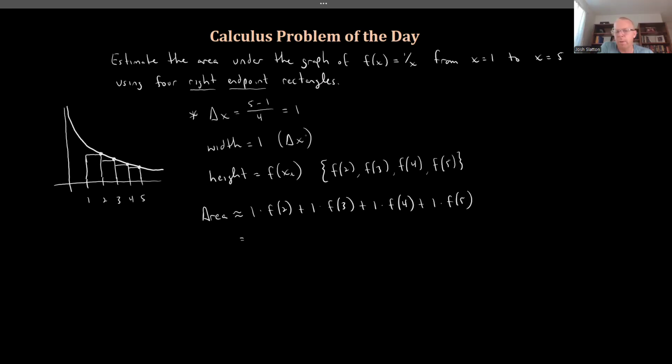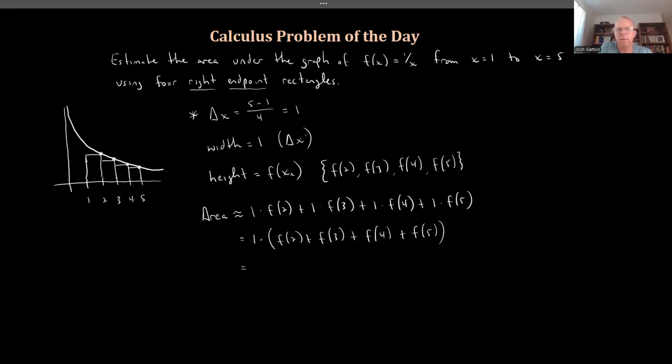But whatever the width is, we can factor it out because it's always the same for each of the rectangles. So really, we don't even need to factor it out, but we will. So 1 times f of 2 plus f of 3 plus f of 4 plus f of 5. And we'll drop the 1 since we don't need it.